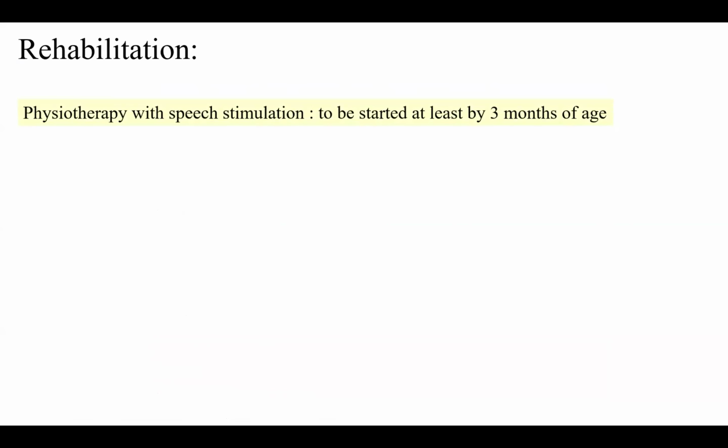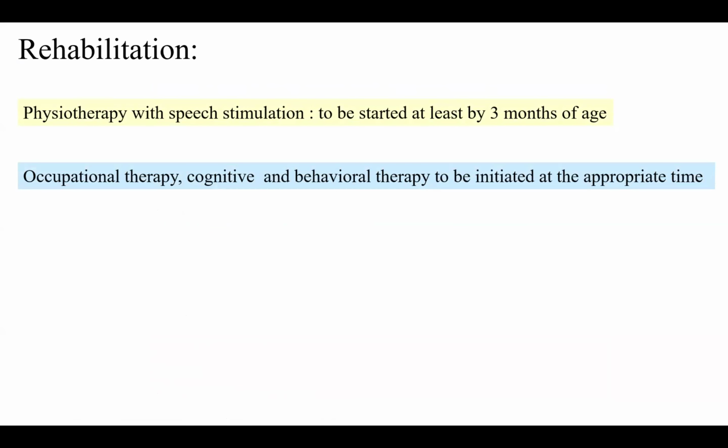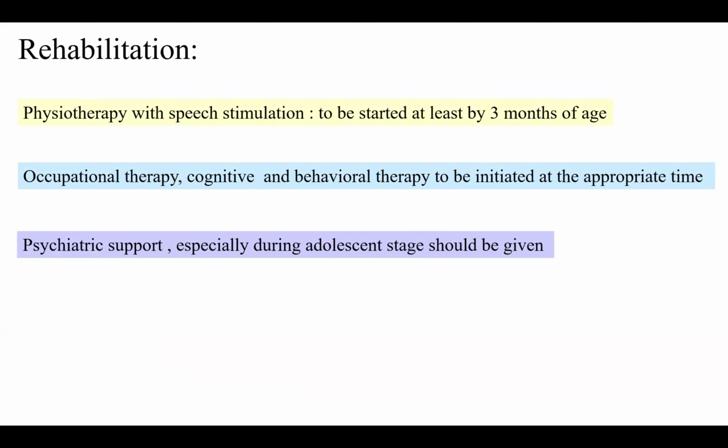So for rehabilitation, physiotherapy with speech stimulation should be initiated as early as possible, at least by 3 months of age. Occupational therapy, cognitive and behavioral therapy should be initiated at an appropriate time. Psychiatric support, especially during the adolescent stage, should be given, and inclusive education is recommended for those children.